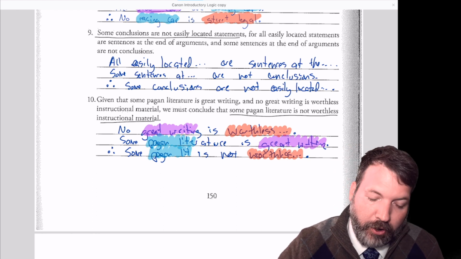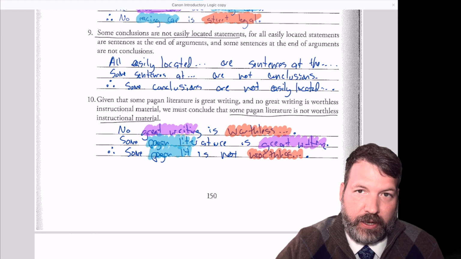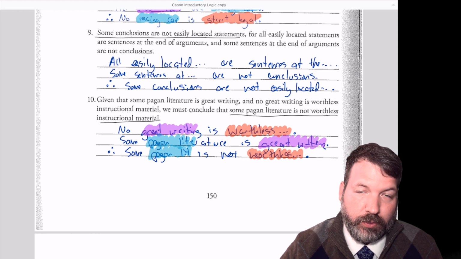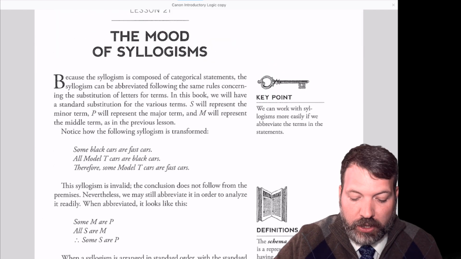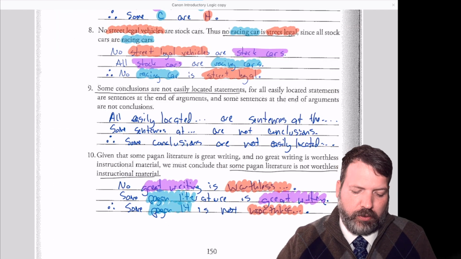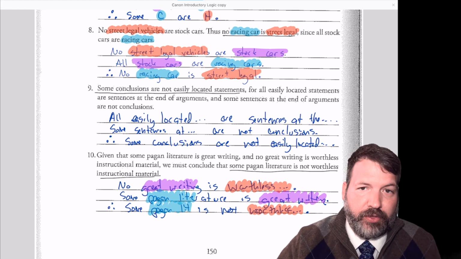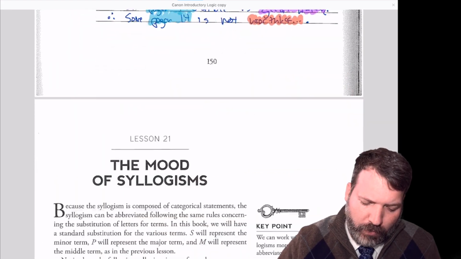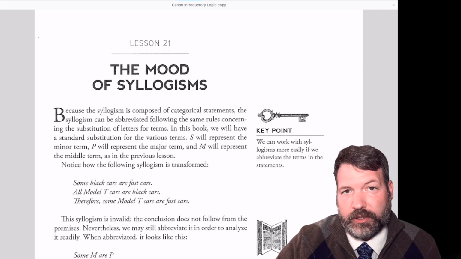Okay, so that's your homework. That's your exercise 19. The actual lesson for today is on what we call the form of a syllogism, mood and figure. So we're going to figure out what our mood and figure of a syllogism. You can just flip over to the next page. Again, you can grade this later. It's -2 for each blank and -6 if you got the whole thing wrong. If you missed all 10, that would be a 40. But let's go ahead and look at lesson 21 now, the mood of syllogisms.